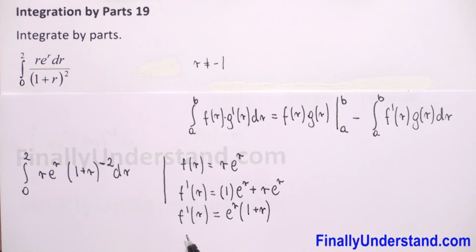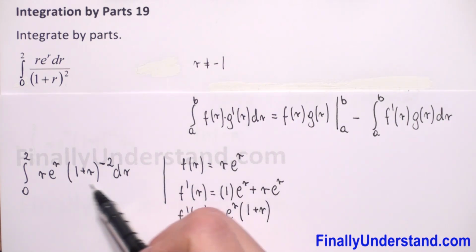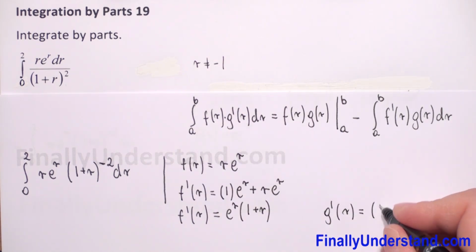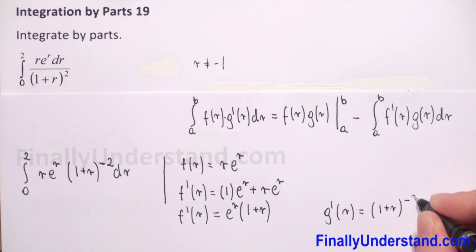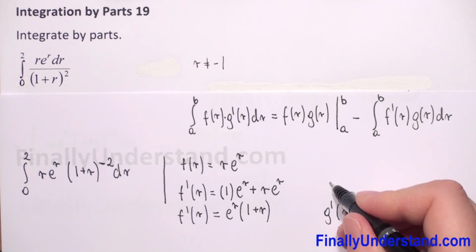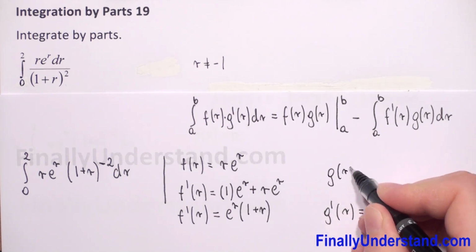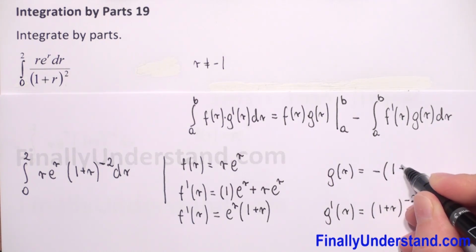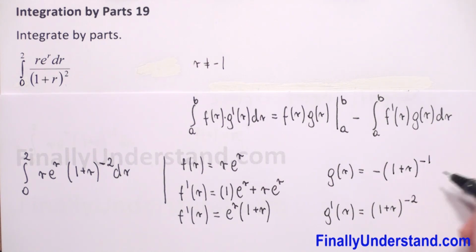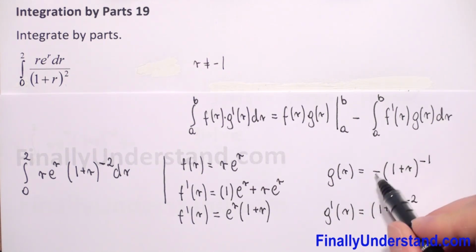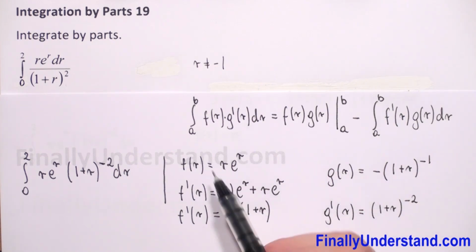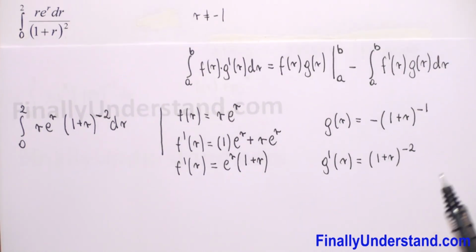We have f prime. Now whatever is left is our g prime. So this is equal to 1 plus r to power negative 2. So we need to find the antiderivative. So g of r is equal to negative, and in parentheses we have 1 plus r to power negative 1. You can always check: if you take the derivative of this expression, you will get this. So next we can just substitute into our formula.